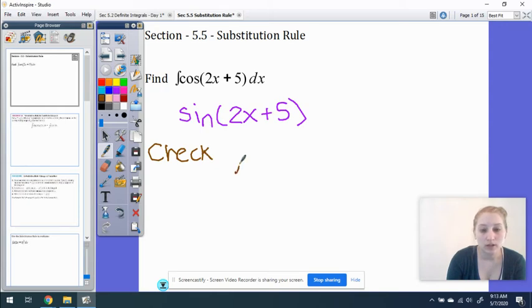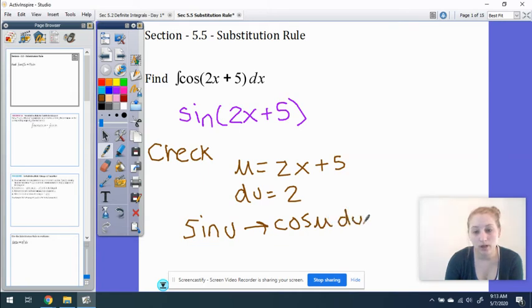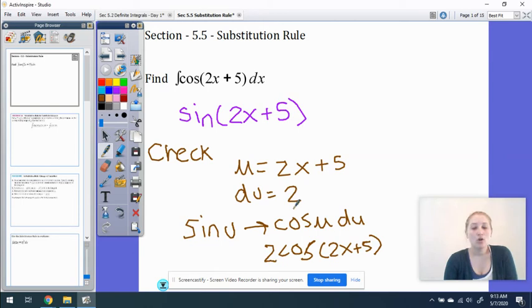We would essentially say that u would be 2x plus 5, and the derivative of u is 2. So if I were to take this derivative and I had sine u, the derivative of that would be cosine u. And remember, we always multiply that by the derivative. So I ended up with cosine of 2x plus 5, and that's multiplied by 2. I'm just going to stick the 2 in the front. Okay, well, does that match what I had? And the answer is no.